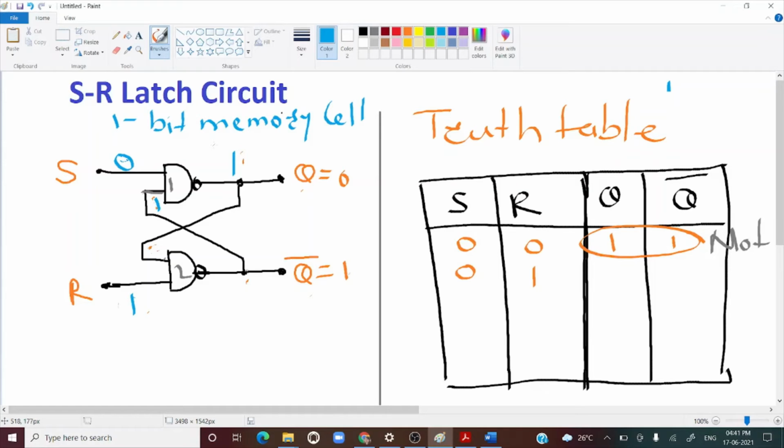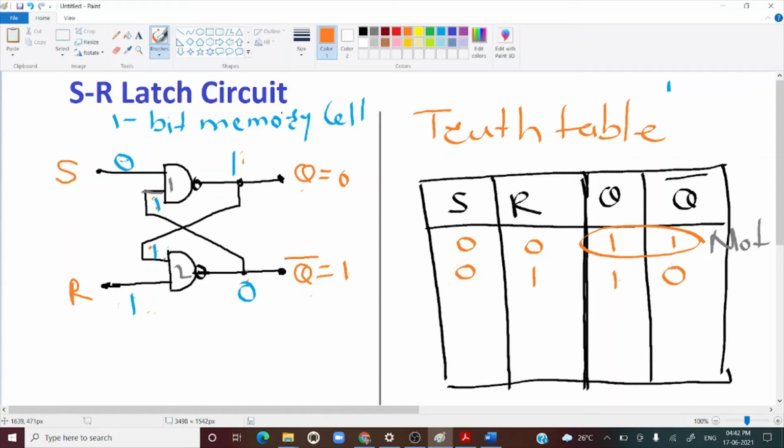Now this 1 goes here. ये 1 यहाँ पर चला जाएगा. ठीक है, this 1 goes here, and now this 1.1 will produce the output 0. Okay, 1.1 will produce the output 0. So this is going to be the next output if you apply S is 0 and R is 1. For that you are getting the output, that is Q is 1 and Q bar is 0.